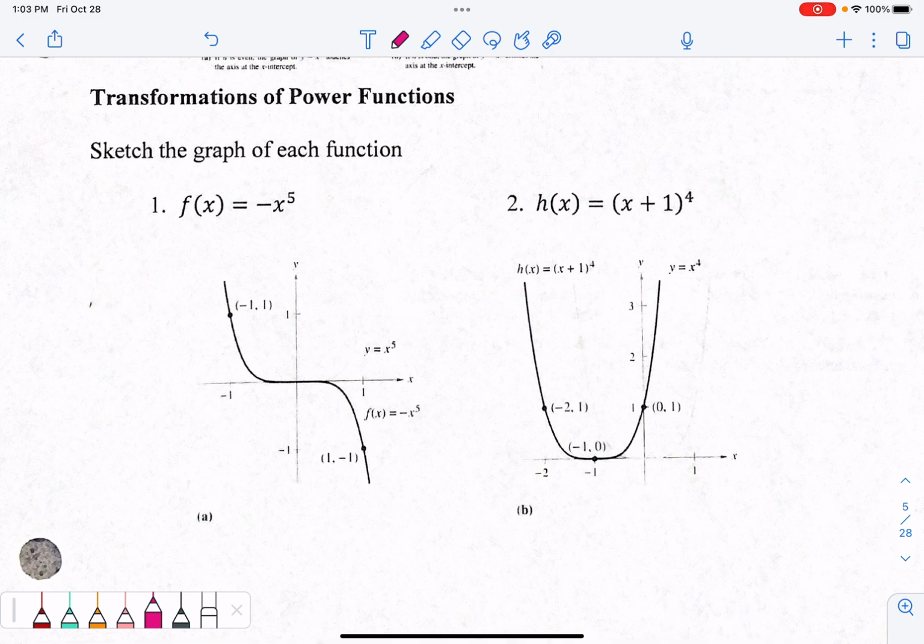Sketch the graph of each function. X to the 5th power, if that's the parent function, what does the minus do to it? It flips it down over the x-axis, okay? X to the 4th power looks like a flat tire. What does the 1 do to it? Moves it to the left 1, okay? That is going to come in handy, knowing those transformations, when you go to do the matching part on the homework assignment. Good?